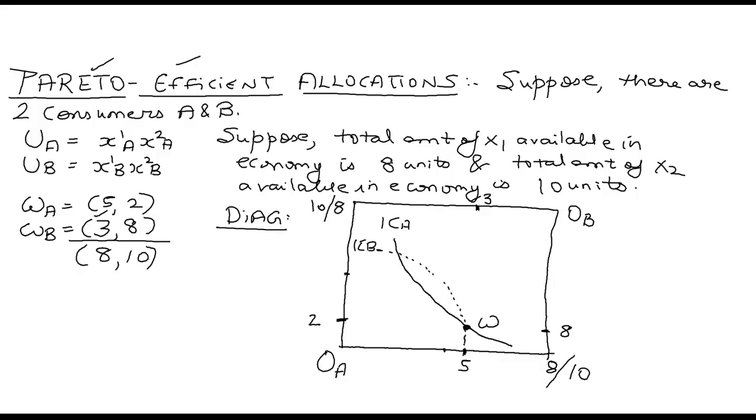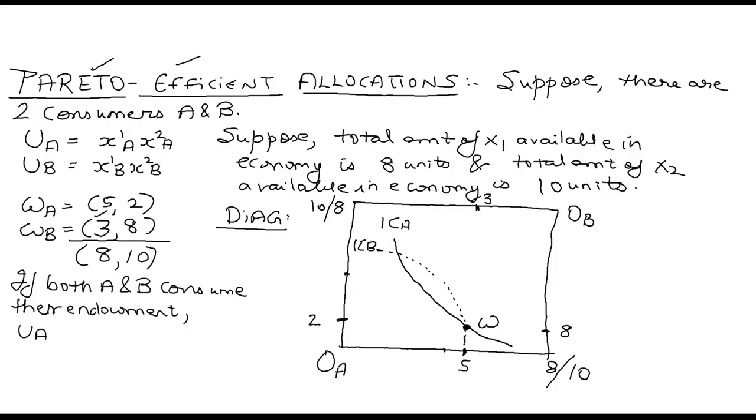If both A and B consume their endowments, what is the utility A will get? The utility A will get will be x1A into x2A, which means 5 into 2, which is 10. What is the utility B will get? The utility which B will get will be 3 into 8, which is 24. Remember, the utility functions are Cobb-Douglas.